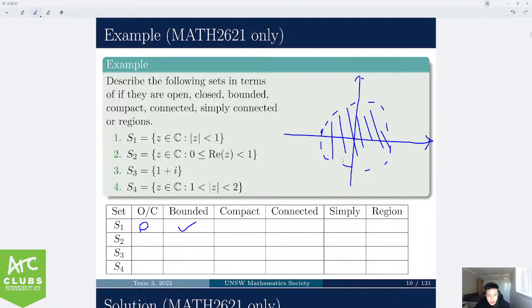Notice this is not compact because the set is not closed and hence it won't be compact. It's going to be connected because any 2 points inside we can join by a line. It's simply connected because this set has no holes, and it is a region because this set here is an open set with none of its boundary points.